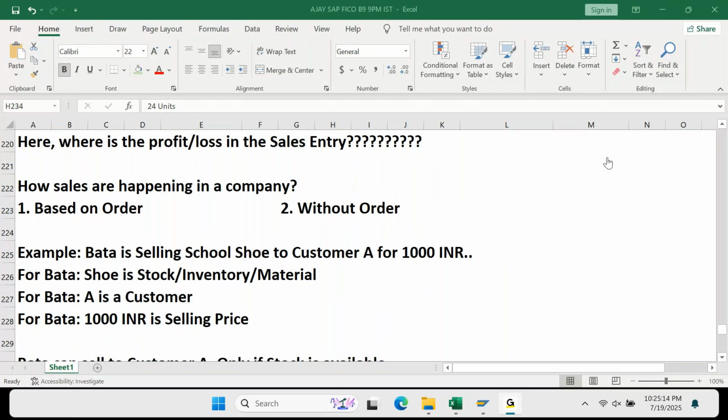And are these common in every company or exclusively applicable in our imaginations? Whatever we are talking about now, are these common in every company or only for our understanding now? No, these are all common in every company. What we are talking about are the basic fundamental points which will happen in every organization.